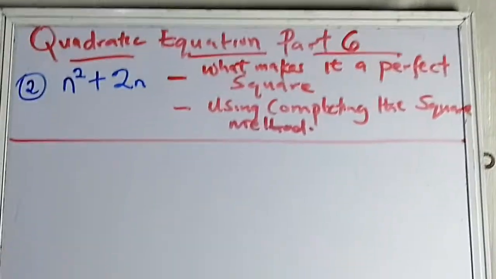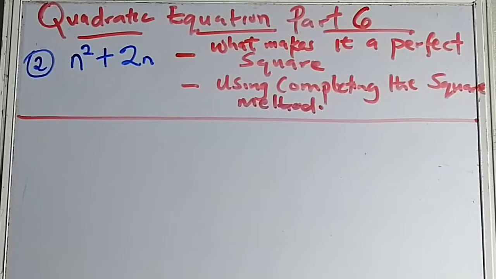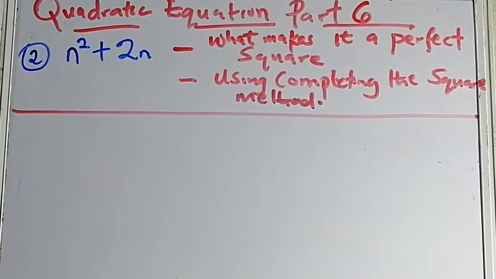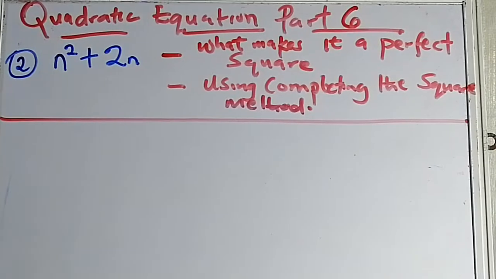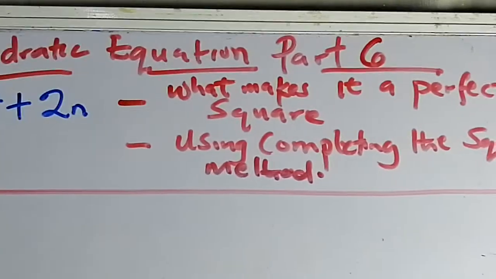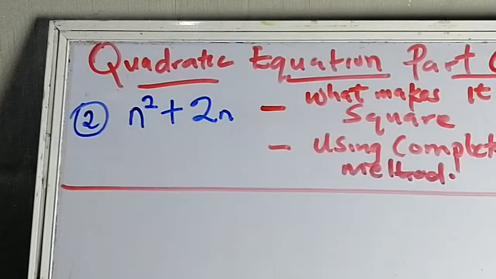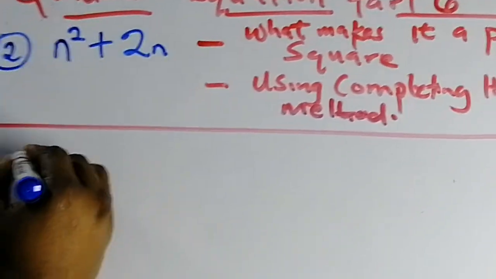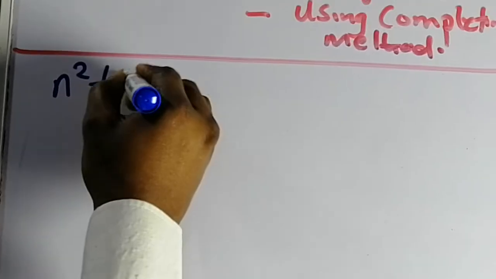Don't forget we're still tackling completing the square. Now this is question number 2 of the questions I listed in part 5, which we need to take care of. I'm bringing it down. We have this question, which is n squared plus 2n.